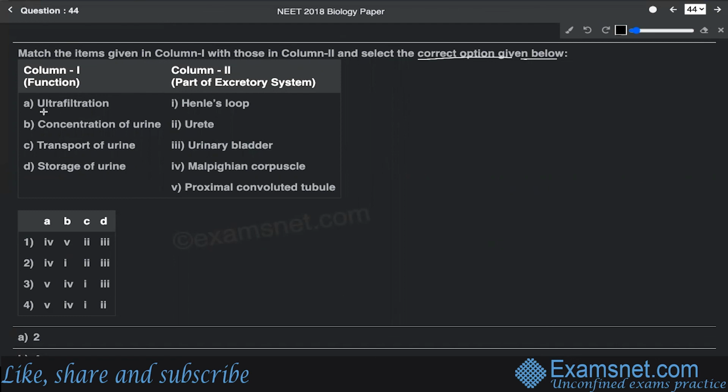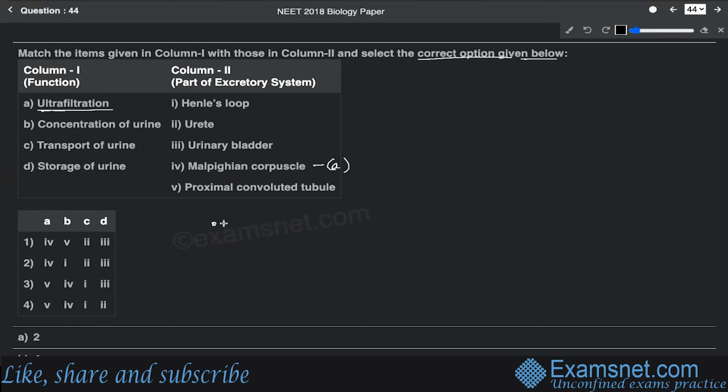Now the first option is ultrafiltration. Ultrafiltration basically is a process in which there is filtration of very fine particles whose molecular weight is usually lesser than 68,000 daltons. And for this process of ultrafiltration, the structure which is required is the Malpighian corpuscle, or the Bowman's capsule, you can say. So ultrafiltration is going to match up with A here.